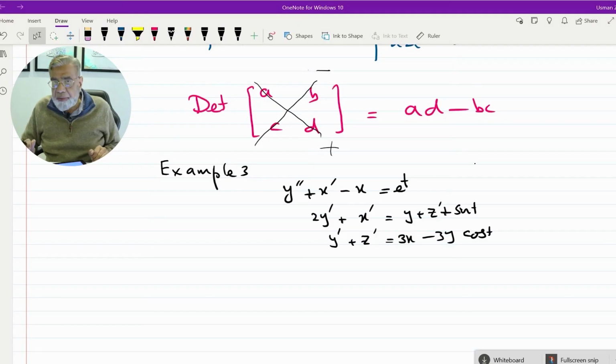In example 3, I am going to take three equations with three unknowns, where the unknowns are x, y, and z, and we have three equations. We want to write them in a matrix form, and also in the operator form.